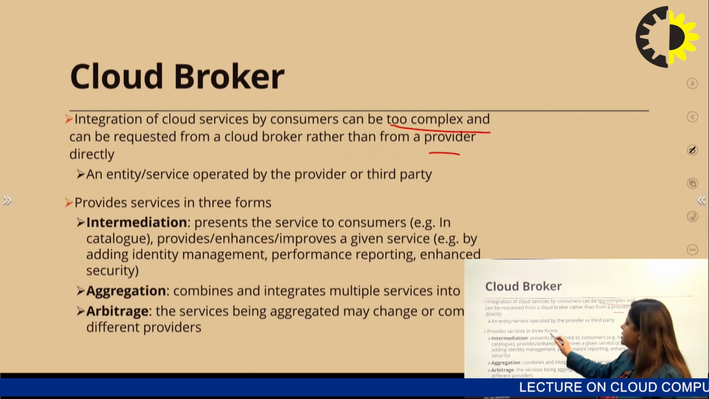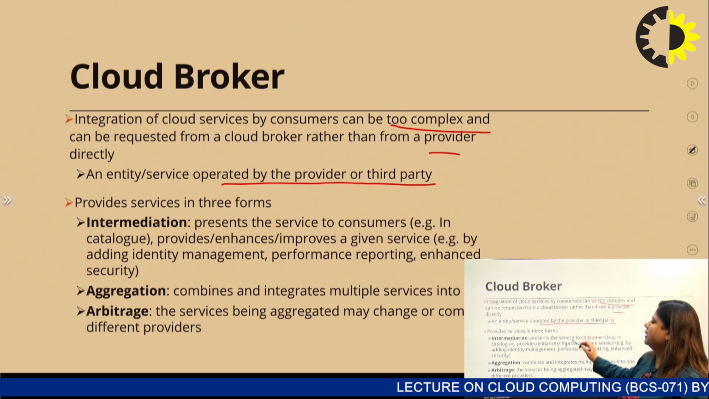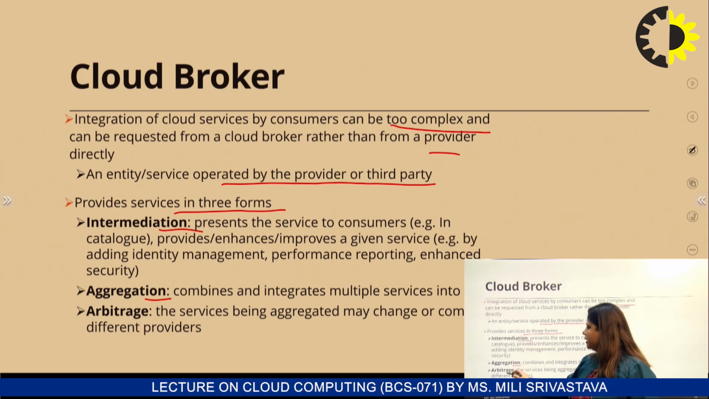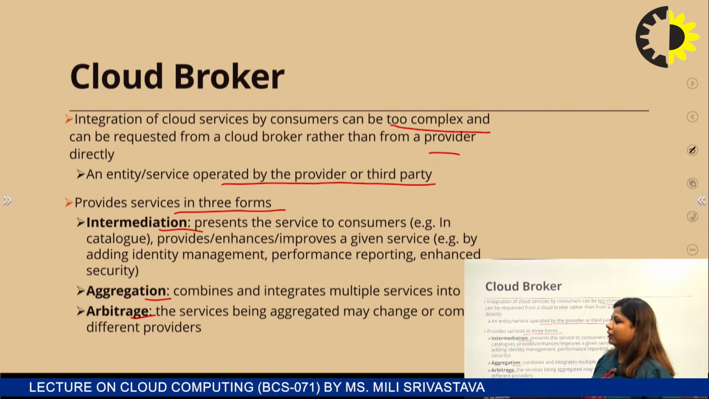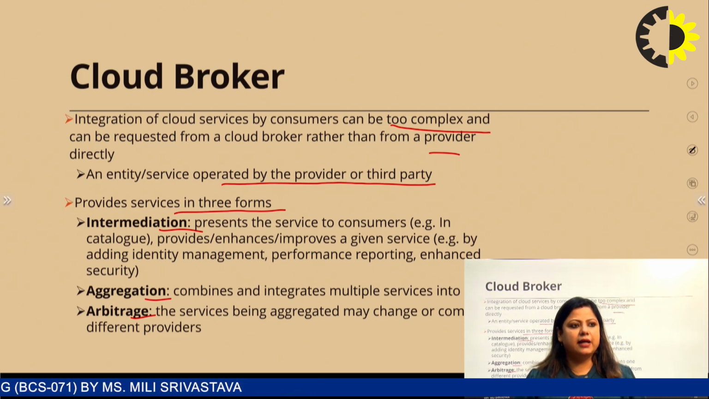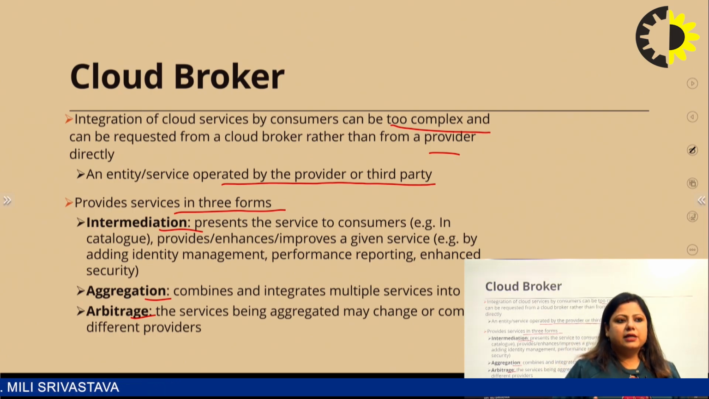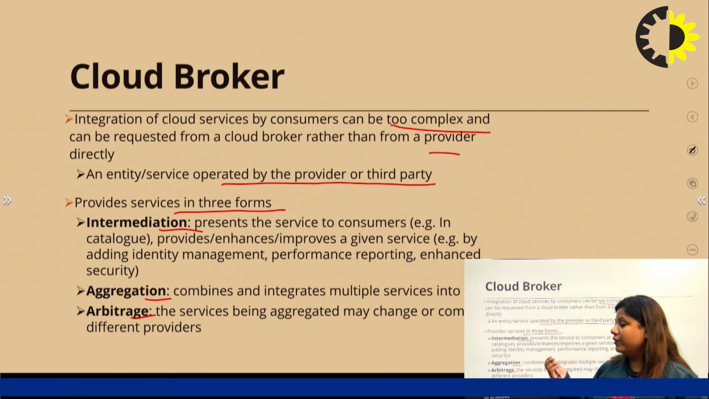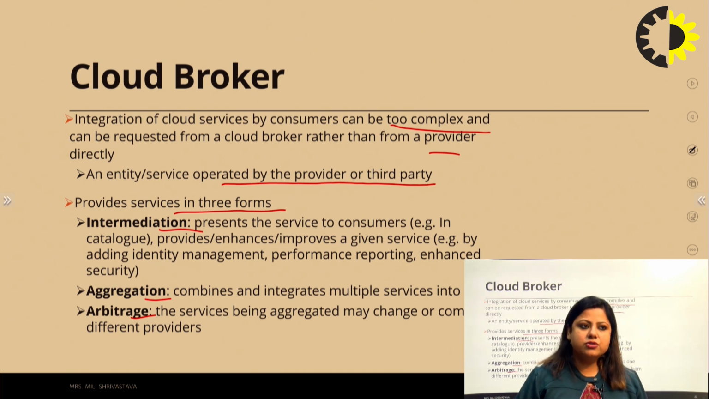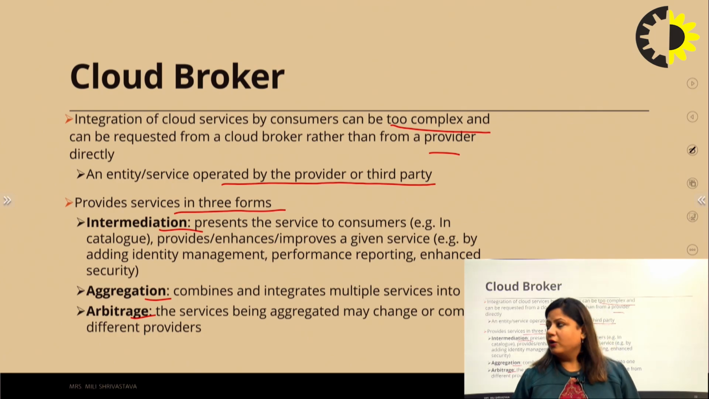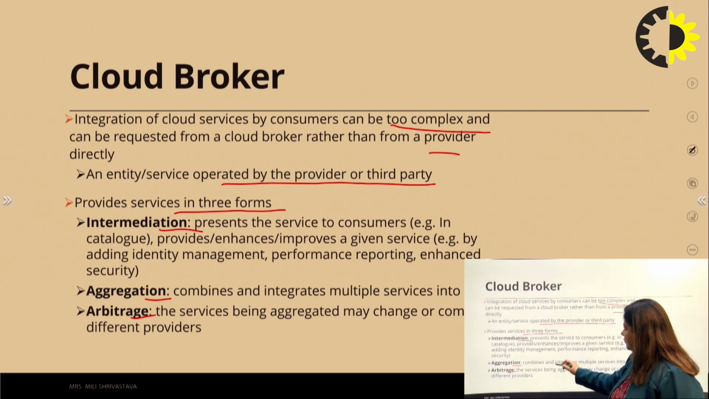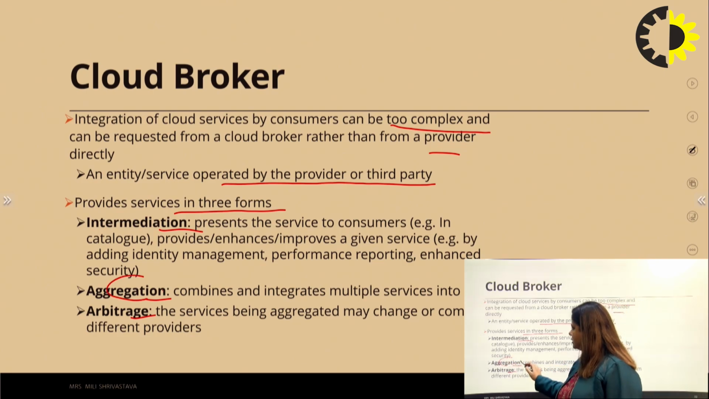So an entity, service operated by the providers or a third party, provides services in three forms, basically intermediation, aggregation and arbitrage. So cloud broker acts as an intermediary between cloud consumer and providers and helps in service selection. What kind of service? With the help of cloud broker, it is also helpful in service selection, cost optimization and customization. Now there are some functions also included, that is aggregation and arbitrage. So what is aggregation and arbitrage?